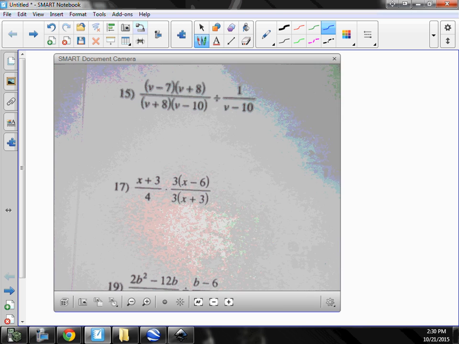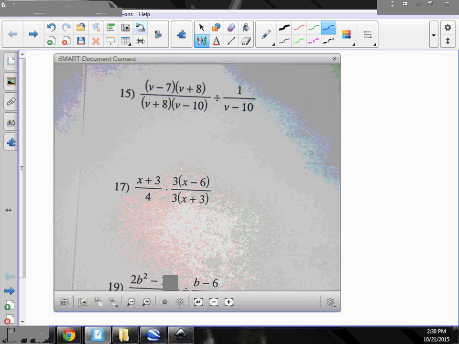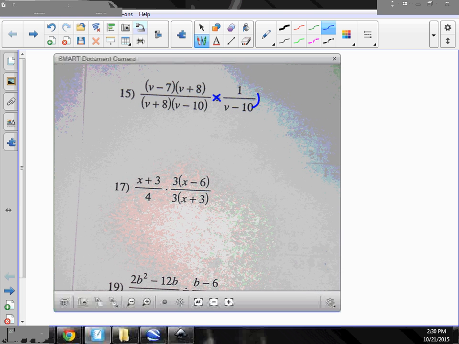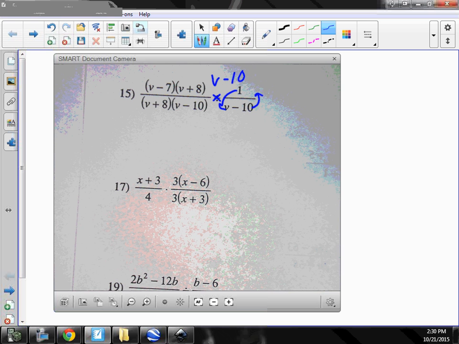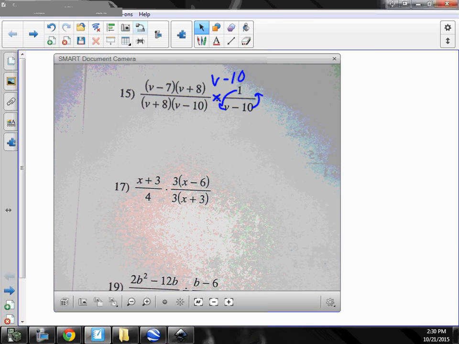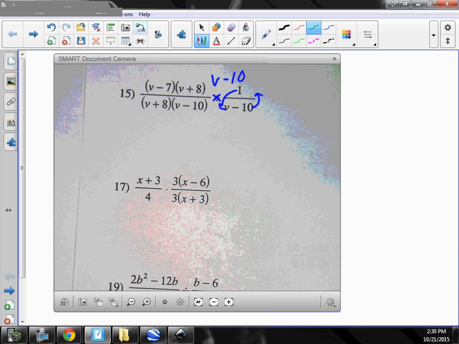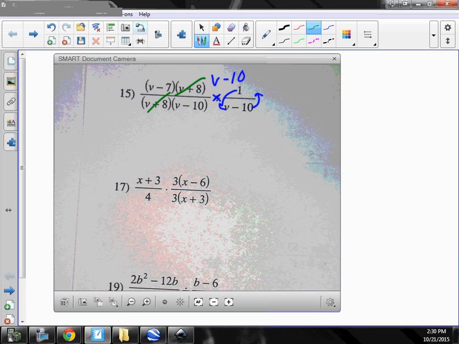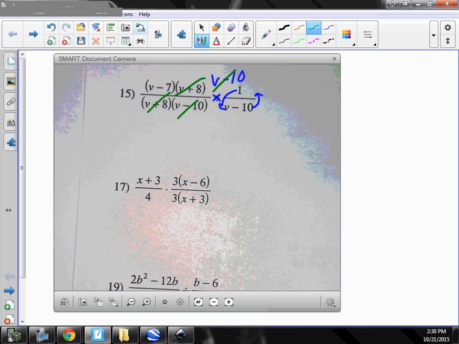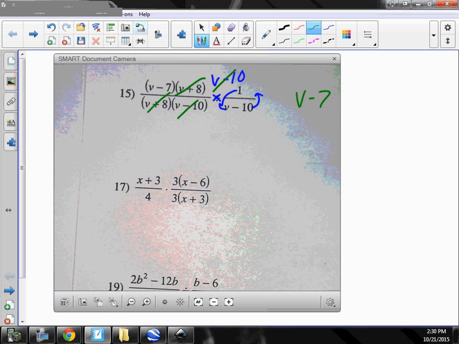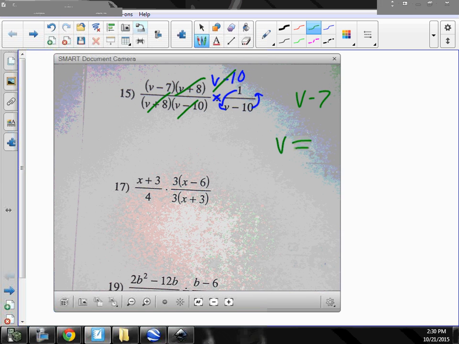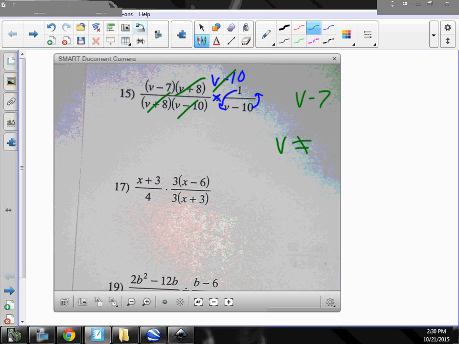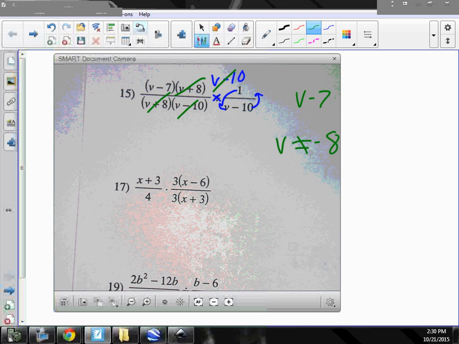So for 15, it's a divide problem. I'm going to change it to a multiply problem, and I have to invert that. So I get v minus 10 on top. Is there any sense in writing 1 in the denominator? No. Now, any factor on top will cancel any factor on bottom. So the plus 8's go, the minus 10's go, and I'm left with v minus 7. But what are my excluded values? Negative 8 and 10.